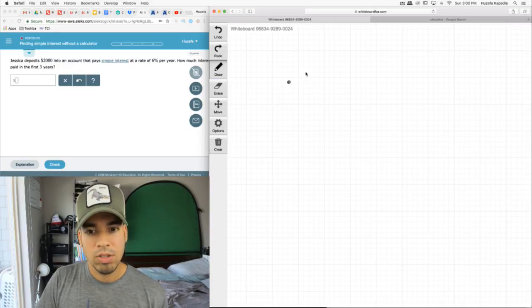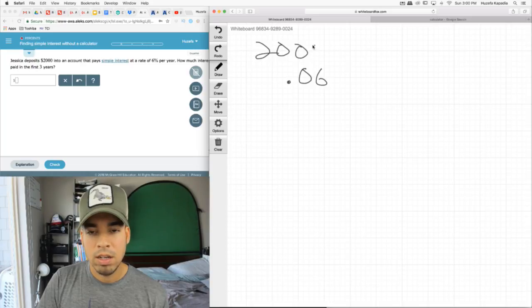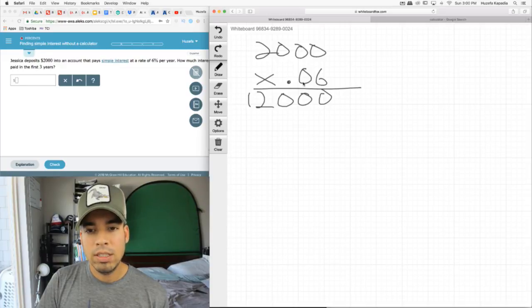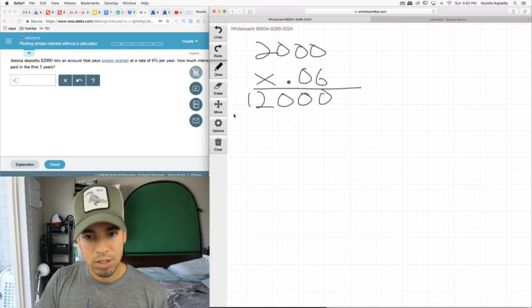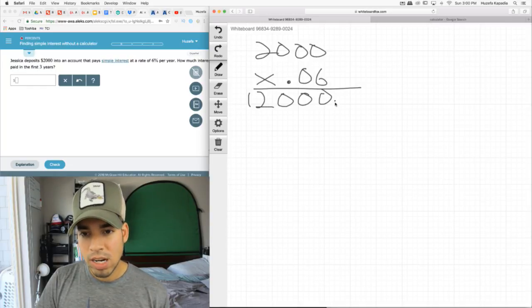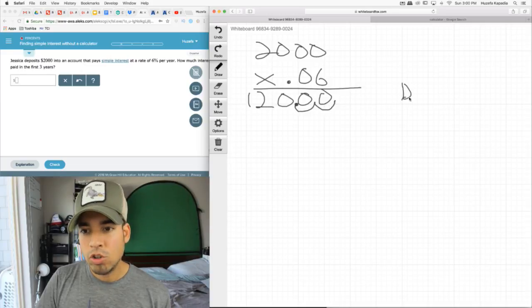So 6%, we can't use a calculator. Convert that to a decimal, which is 0.06, and then multiply it by 2,000. Okay, and we get 0, 0, 0, 12. Now, we don't even need to multiply the 0 out because it's going to be all zeros. But then where do we place the decimal? Since there are 2 digits to the right of the decimal, we move it 2 digits to the left, and it's $120.